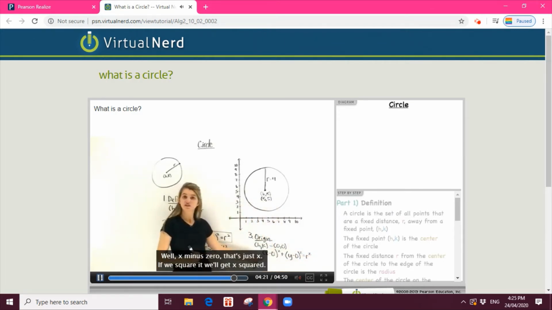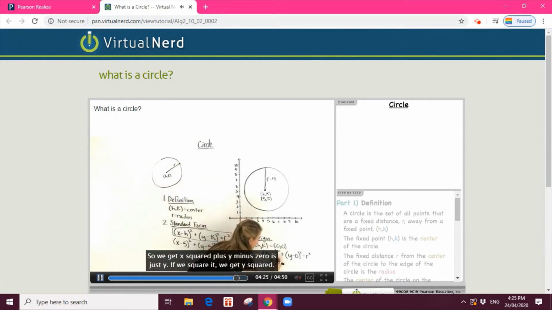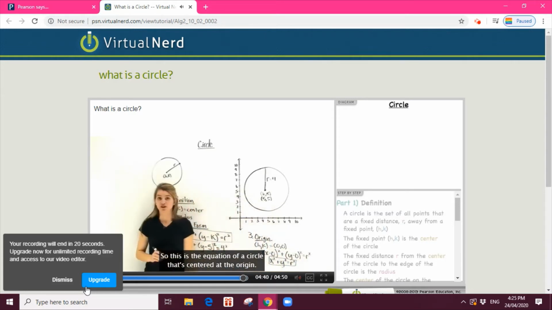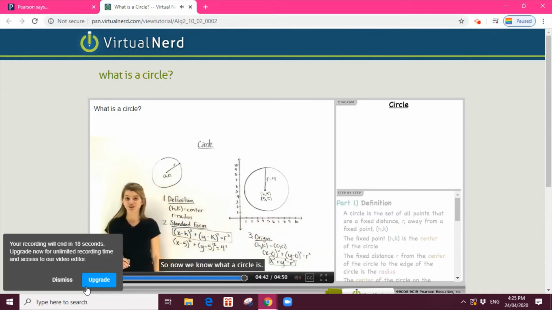Well, x minus 0, that's just x. If we square it, we'll get x squared. So we get x squared plus y minus 0, which is just y. If we square it, we get y squared. So x squared plus y squared is equal to r squared. So this is the equation of a circle that's centered at the origin. So now we know what a circle is.